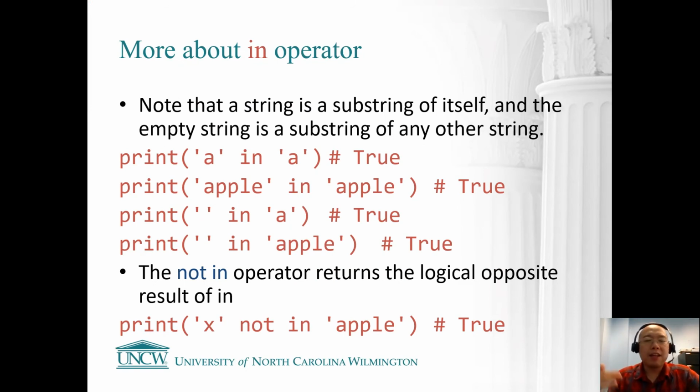Okay, and the next, there are a few tricks about the in operator, and sometimes we do want to pay some attention to the in operator. Like if we check a in a, well, a is a substring of itself, right? So we're going to get True. And apple in apple, the same thing. Apple is a substring of itself, so we get True again. And next thing, empty string in a. Is that True? Yes, that is True in Python. An empty string is a substring of any other string. And the empty string is also a substring of apple.